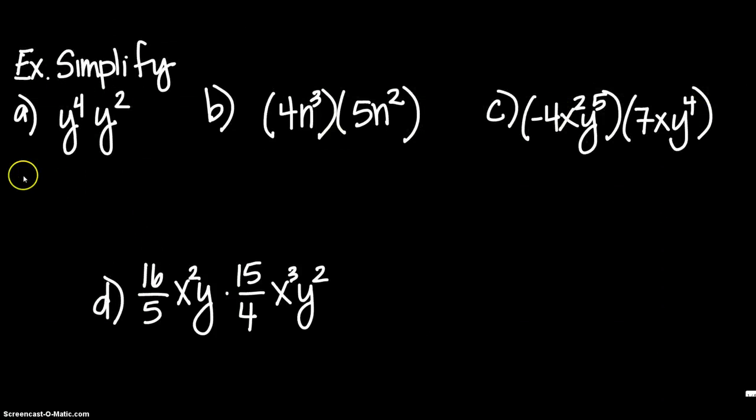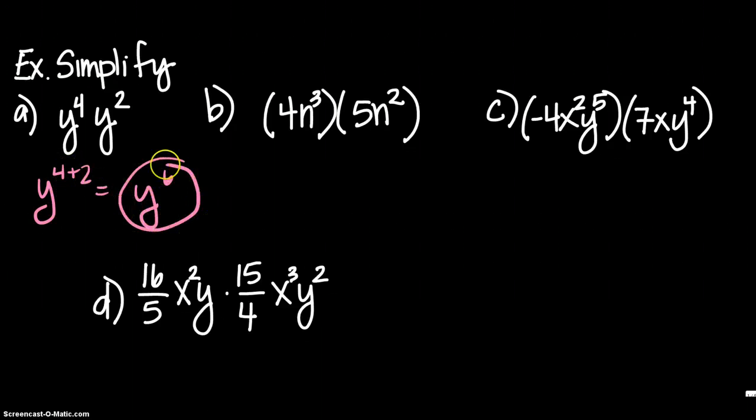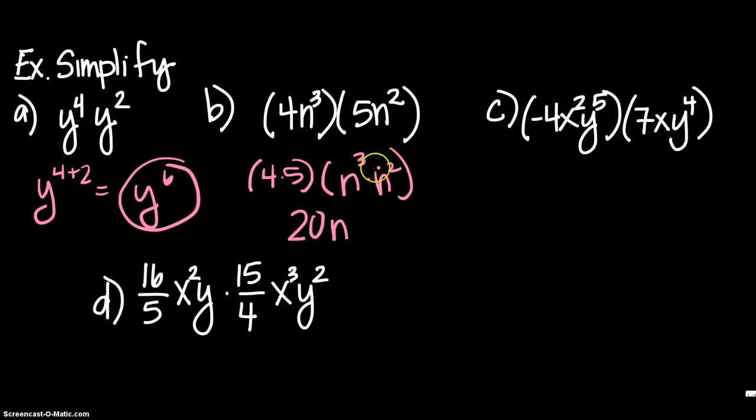So let's simplify this. Y to the fourth, y to the second. Right, this is y to the 4 plus 2. We do have the same base, so y to the 6th power. Okay, next one. We have numbers as well. When we have numbers, we'll group our numbers together, 4 times 5. And then we'll put our like bases, so n cubed and n squared, we'll put those together. So this is 20, n to the 3 plus 2, 5th power.